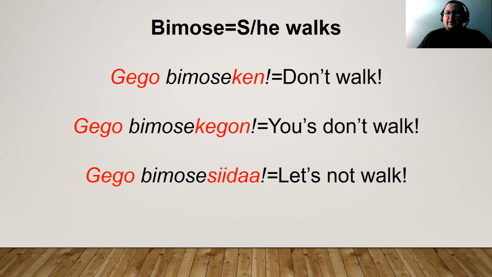Maybe we're all running and we want to encourage our fellow runners, Gego Bimose sida, let's not walk. Okay, let's not do that. Don't walk, all of you. Let's not do it. So those are our 5 verbs that we used in lesson number 15, and those are negated here in lesson 17.